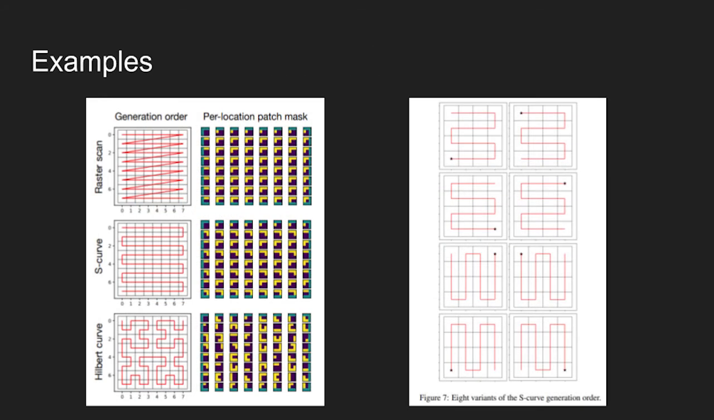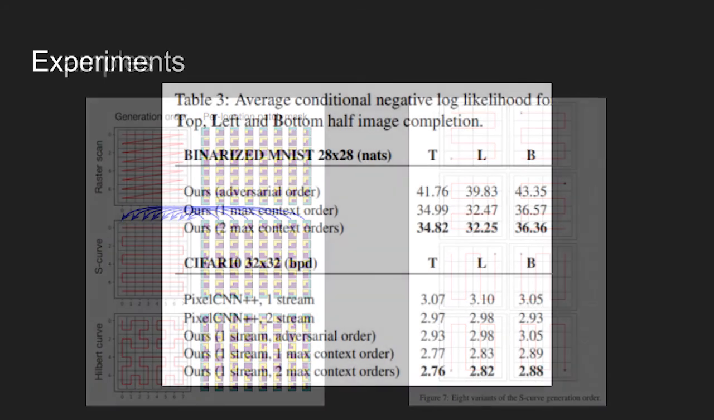The figure shows various generation orders and corresponding patch masks per location. As shown in the left figure, a different mask is applied on the locations of the patch. By doing this, the model is able to utilize information in the blind spots. Various generation orders can also be used together with the mask patterns.